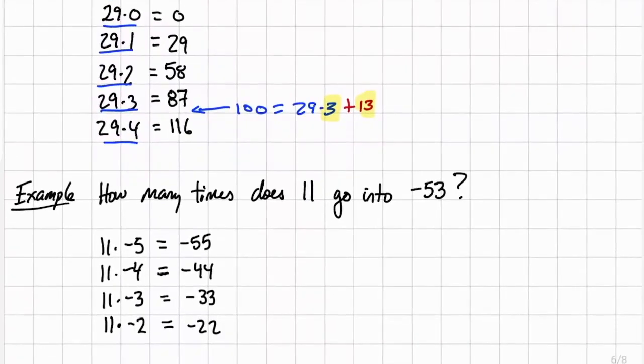Here's another example. How many times does 11 go into negative 53? We can use the same method we used above. We multiply 11 times negative 2 to get negative 22, 11 times negative 3 to get negative 33, 11 times negative 4 to get negative 44, and 11 times negative 5 to get negative 55. And we see that negative 53 fits in right here.